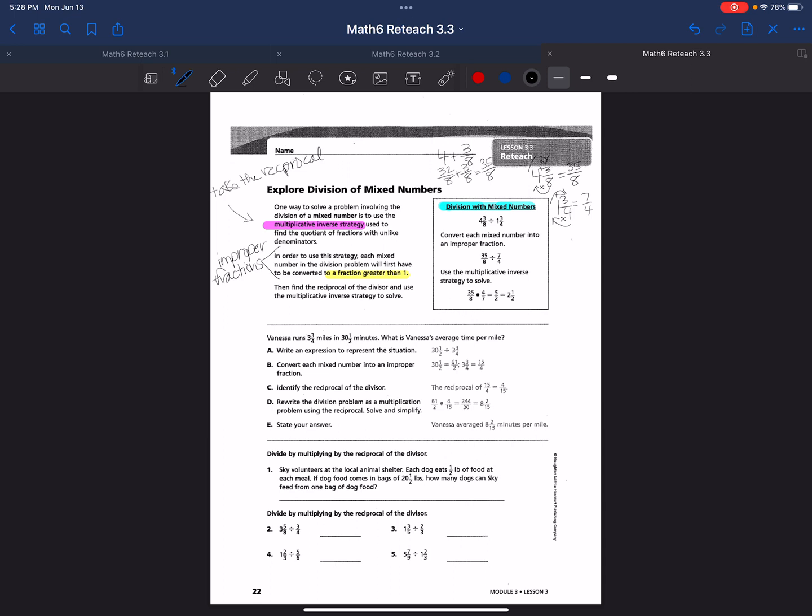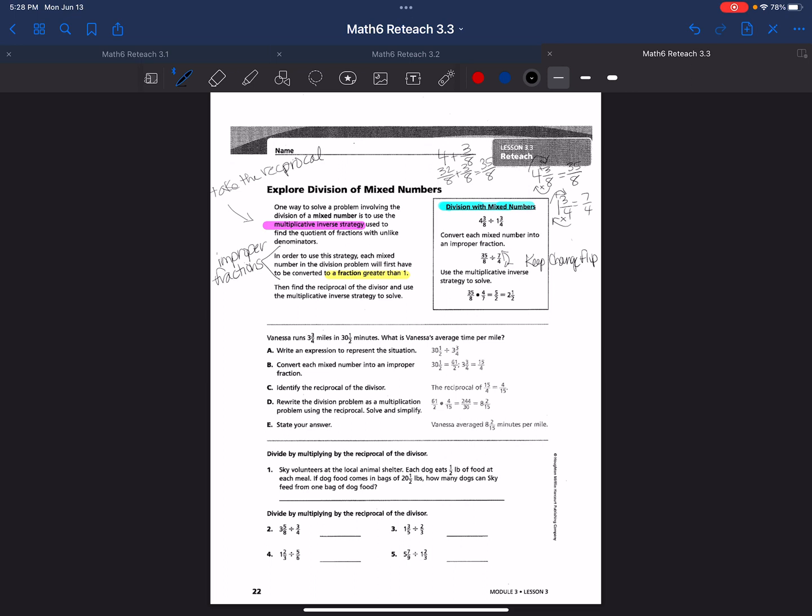So we're going to use the multiplicative inverse strategy to solve this. We're going to take 35/8 divided by 7/4. We're going to take the reciprocal here, and we're going to do keep, change, flip. We're going to keep the first term, change the sign to multiplication, and take the reciprocal and make it 4/7. We multiply across, and then we simplify.